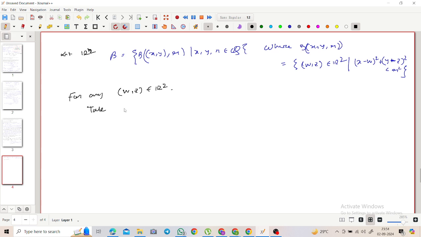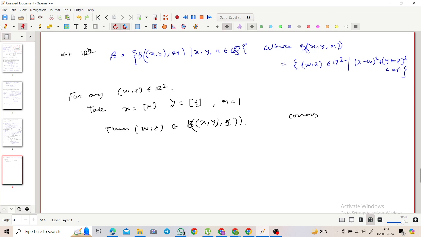Take x equals to floor of w, y equals to floor of z, r equals to 1, then (w, z) belongs to B(x, y, 1). Okay. So beta covers C. Beta covers C.